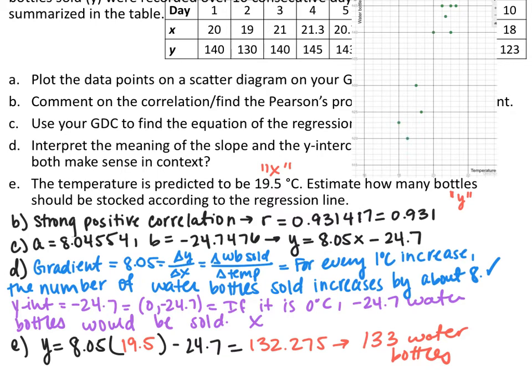So we know our x-coordinate is 19.5, so we just plug that in for x in our line of regression here. So you have y is equal to 8.05 times 19.5 minus 24.7. You could also use the completely unrounded version as well, which means your numbers would be slightly different than mine. Plug that in, you get 132.275 water bottles. You can't have a quarter of a water bottle, so in order to achieve this, they need to make sure they have at least 133 water bottles.